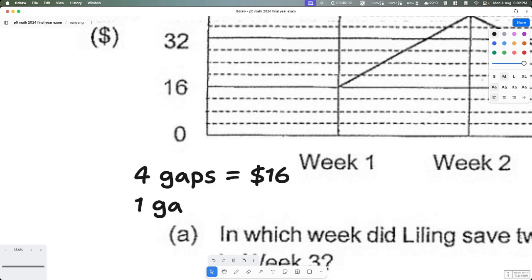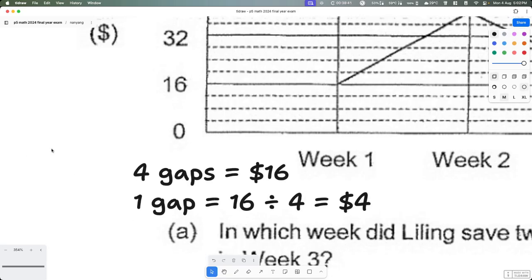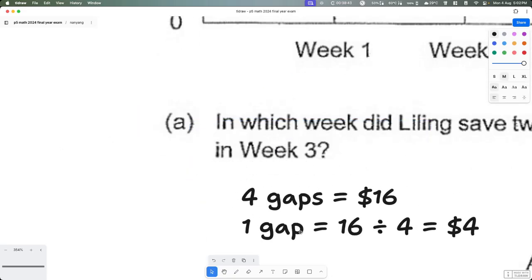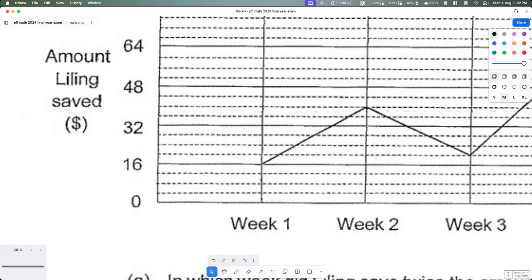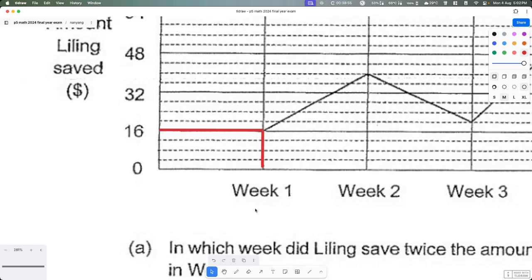1 gap is equal to 16 divided by 4. This will give us $4. So I'm just going to put this below. So 4 gaps, right? In week 1, I think it's pretty straightforward. I'm going to draw a line. So week 1 over here is $16.